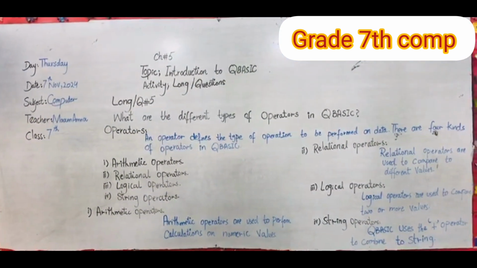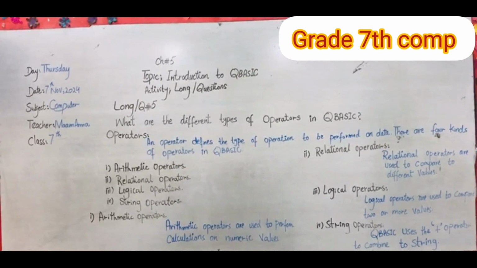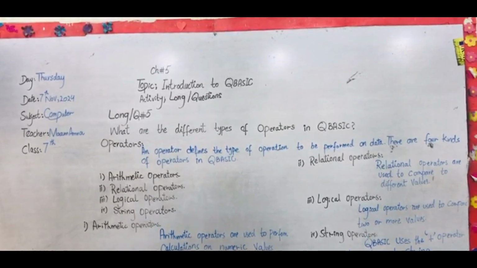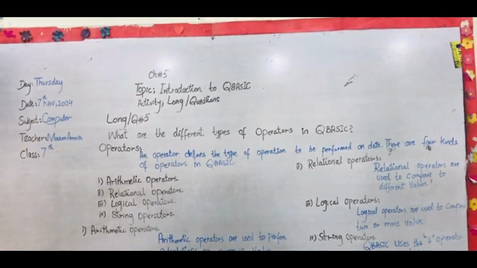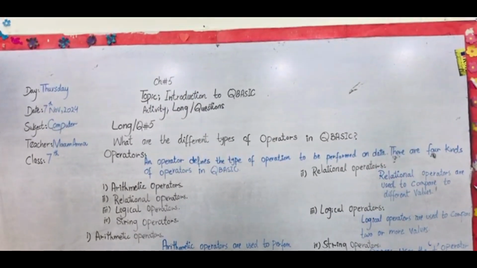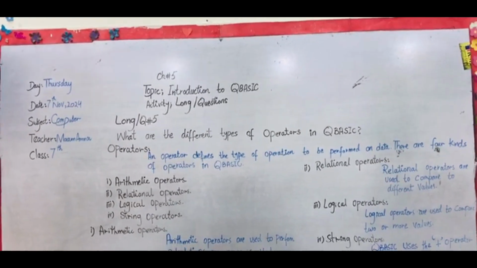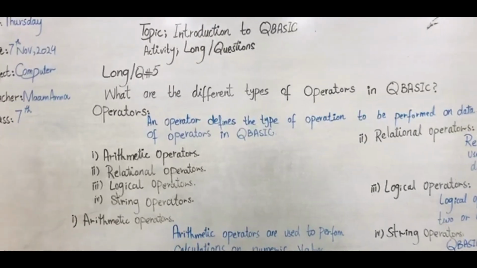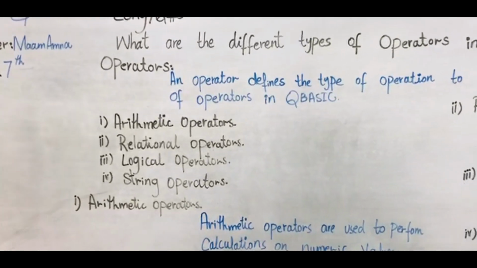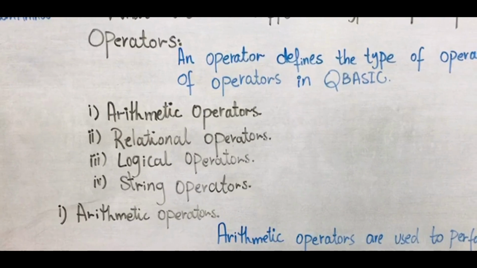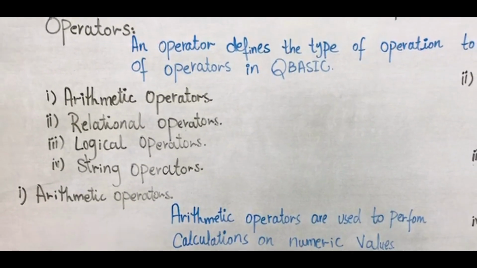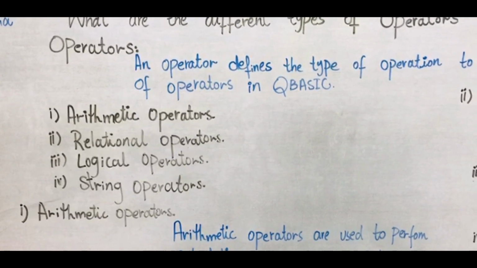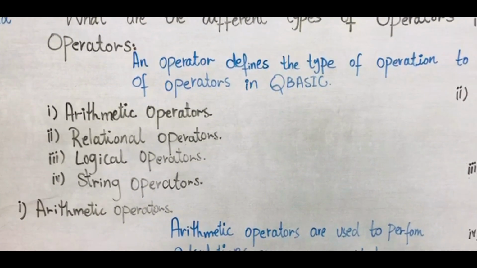First, we all know what operators are. An operator defines the type of operation to be performed on data. There are 4 kinds of operators in QBasic. First one is arithmetic operators. Second one is relational operators. Third one is logical operators. Fourth one is string operators. Now one by one we will learn about all the operators.